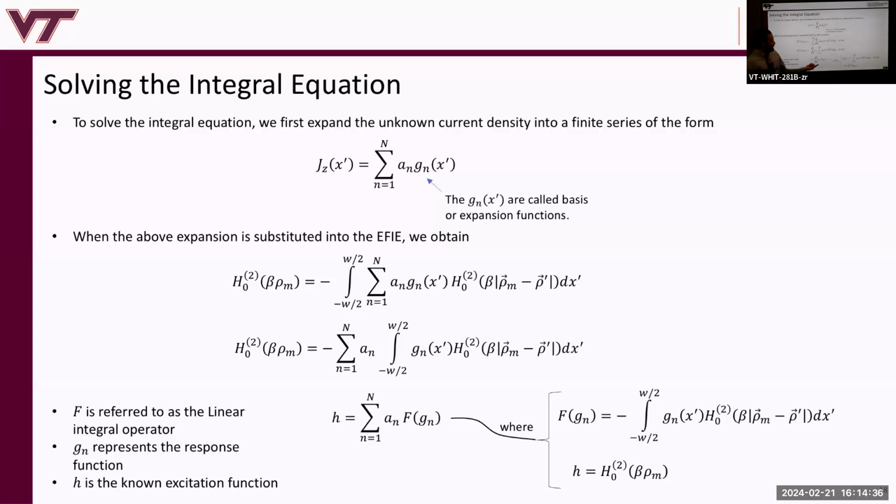So this can more compactly be written as h is equal to the sum from n equal to 1 to N, alpha_n times F of g_n. F is called a linear integral operator, right? So you feed it some functions, right? You feed this some g_n, and it's an operator that once you feed it the input g_n, it gives you the output of g_n convolved with h, right? All right, and g is the response function, h is the known excitation, right? Okay, good.